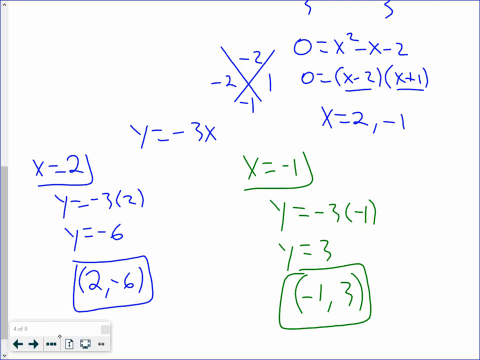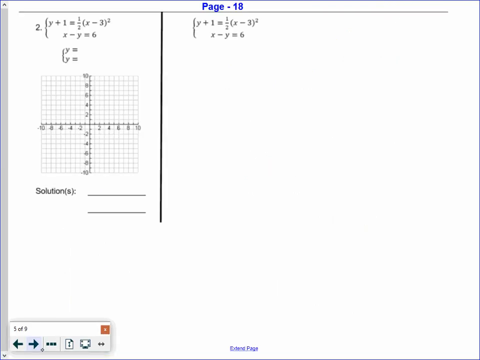All right, so we're going to go on to the next example. Here on number 2, we have y plus 1 equals 1/2 times (x minus 3) squared. And the other equation is x minus y equals 6. If we're trying to solve it graphically, we'll do the same thing. We need to have both of them as y equals. So for the first one, I'm going to subtract 1 over to get it as y equals. So y equals 1/2 (x minus 3) squared minus 1.